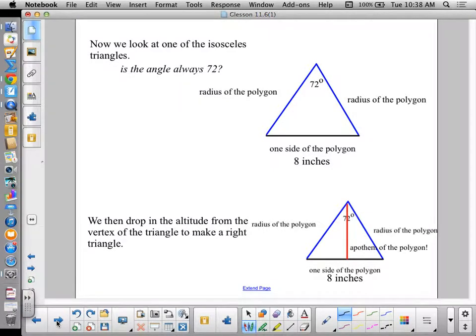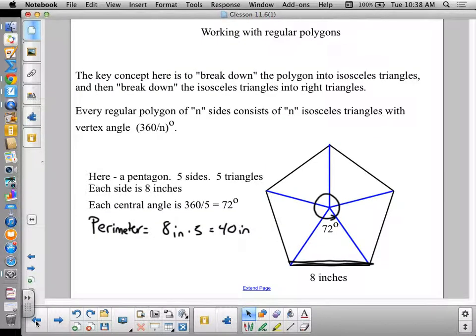Now, this is what we're doing. We're taking one triangle out of that polygon, one of the isosceles triangles. The legs of the isosceles are radii of the polygon. This is the outside of the polygon. This side is 8 inches long. It's 72 degrees. We drop in our altitude. The altitude of this triangle is the apothem of the polygon. So if we went back here and drew that in, there's that apothem right there. Okay?